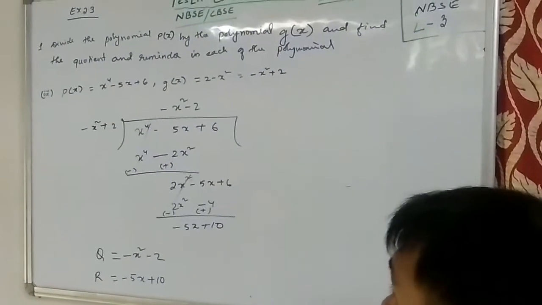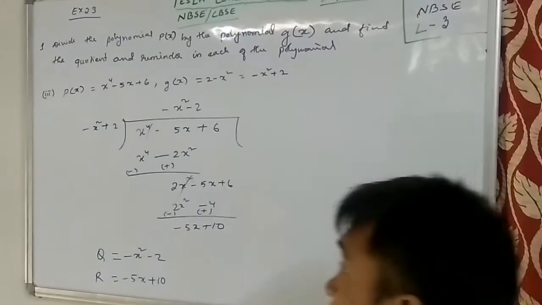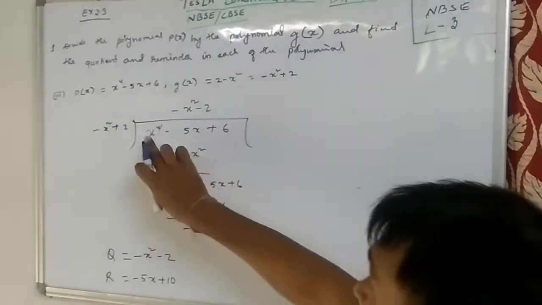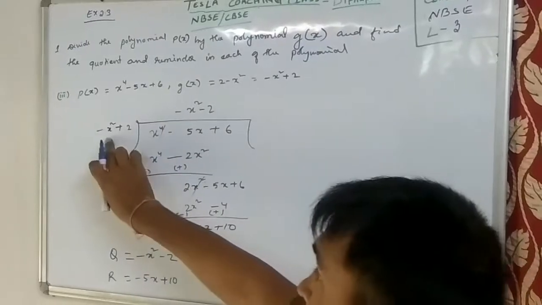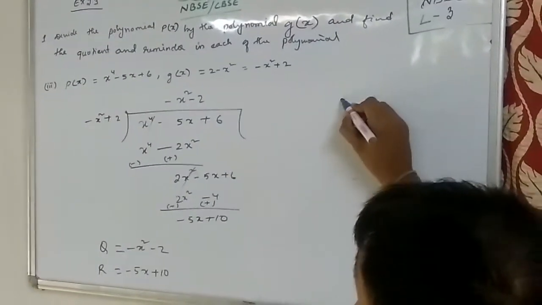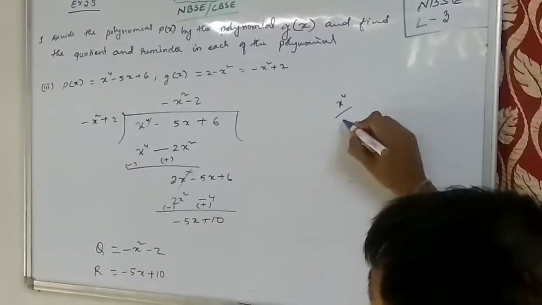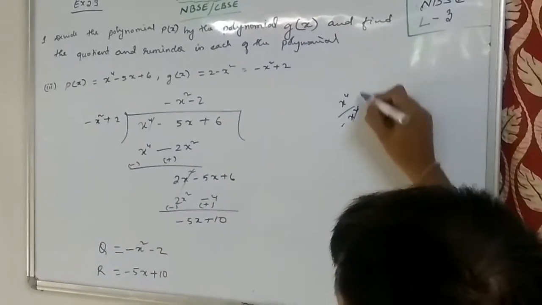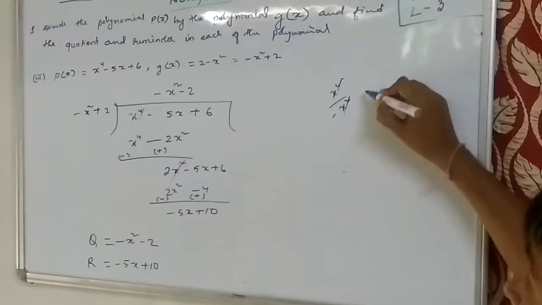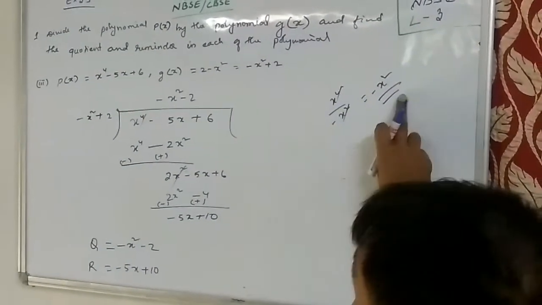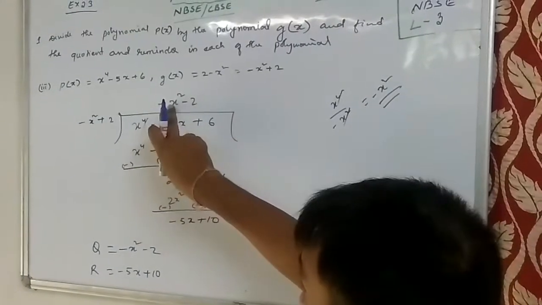So now what we are doing, as I have been telling you in the last questions, see here, the first term of this and the first term of this, you have to divide. That is x to the power 4, it will be divided by minus x to the power 2. So this one and this one can be cancelled. So how much will it be? Minus x to the power 2. We have written here minus x to the power 2.